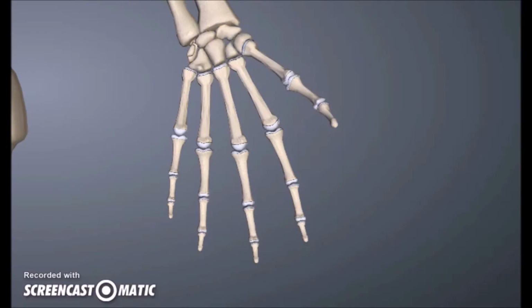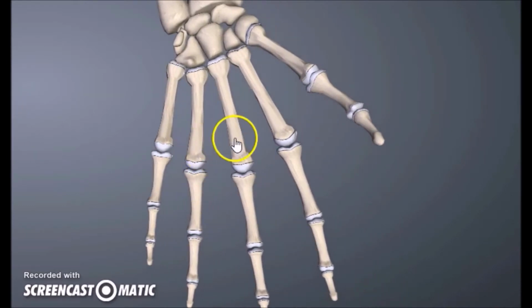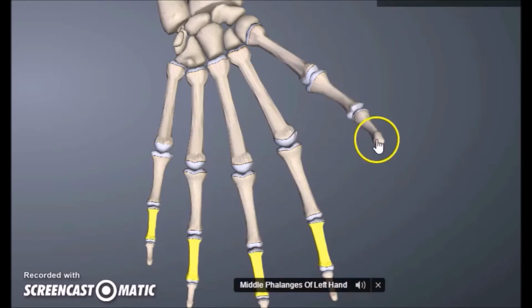The other bones in the hand are known as long bones. Now, these bones are small, however, they are longer than they are wide, which means that they're long bones. These metacarpals here make up the palm of the hand, and these make up the fingers and the thumb.